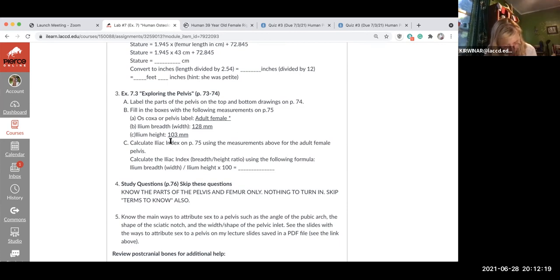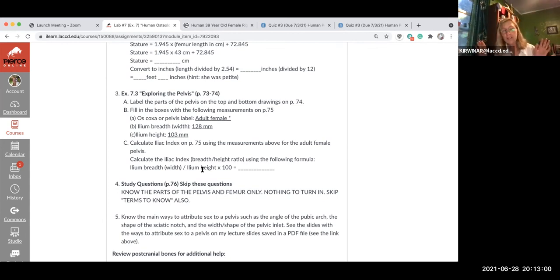And now you're going to calculate the breadth height ratio, or in other words, the ilium index or iliac index, on page 75 using the measurements above. So you take your ilium breadth. This slash means divided by, okay? So ilium breadth, which is 128 millimeters, divided by ilium height, 103 millimeters, equals a certain amount, and you multiply that by 100, which comes to an index number, and you can figure that out. And then you're done.